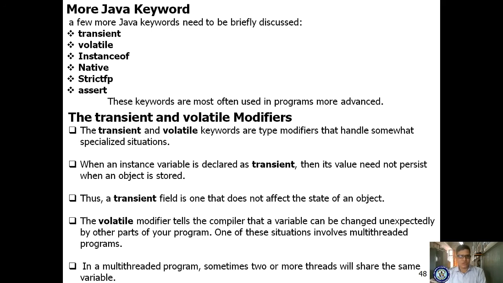Okay, so that is the usage of transient and volatile. Transient means its value need not persist. Persist means retain, store, when the object is stored. It doesn't store old values, it will only store the latest value. It is just like acting as a constant. Hope you understand this concept.